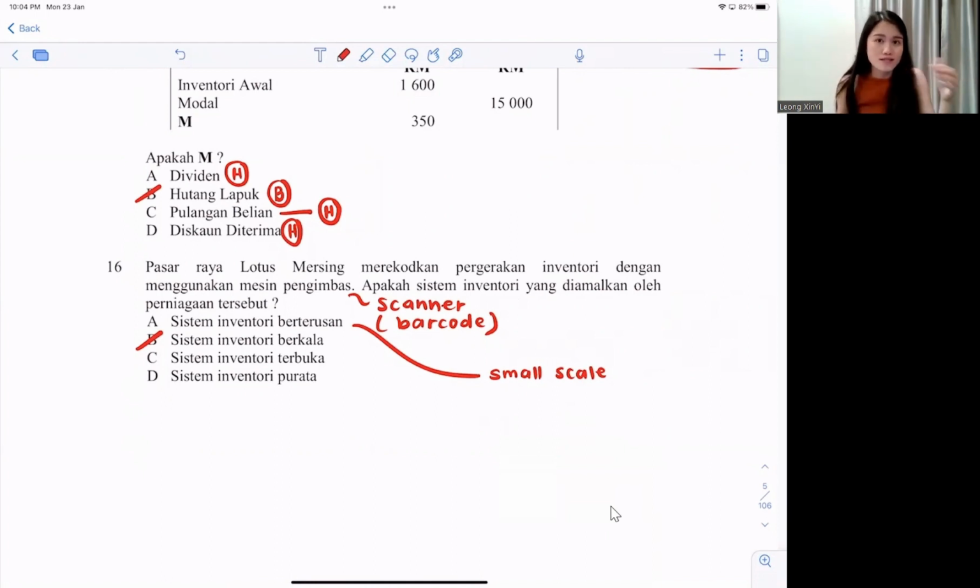They will only check once in a while. They will go to the computer and summarize how many things have been sold and what the status of the stock is. It's like how IKEA works. They let you take from the rack and then you scan. After you scan, they will know this product has been taken by a customer. So it will be quite systematic compared to system inventory berterusan. Berterusan will be more like manual recordings.